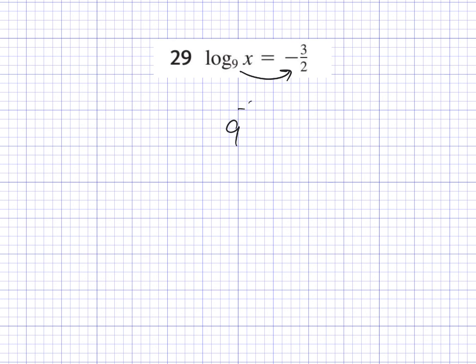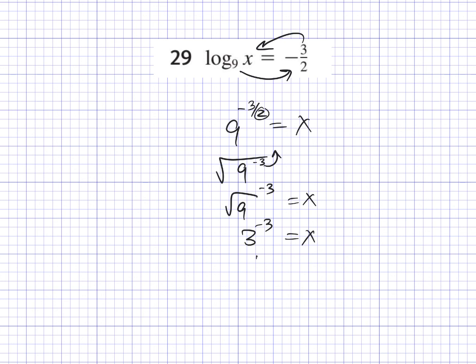Again, 9 to the -3 halves. Now you have that equals x, but now we have a root. So that's the square root of 9 to the -3. Let's put the -3 outside. So the square root of 9 to the -3. That's 3 to the -3. So the negative puts it in your denominator. 3 cubed is 27. So x is 1 over 27.